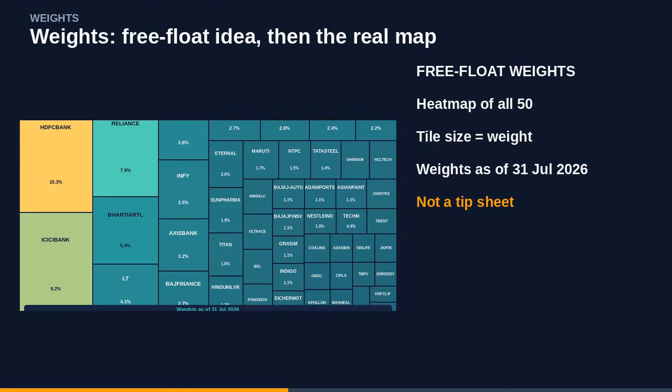Now weights. Nifty 50 is free float market capitalization weighted. Free float means the shares available for public trading, not the entire promoter-locked capitalization. Instead of another abstract diagram, look at a heat map of all 50 constituent weightages from the official monthly weightage archive, each tile sized by that name's weight, with the as-of date on screen. Larger free float giants take more space. Smaller names shrink into the mosaic.